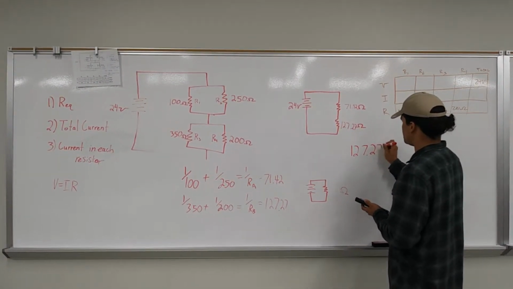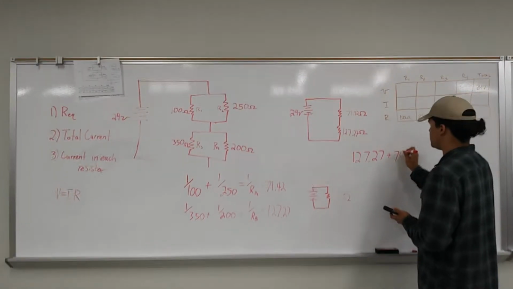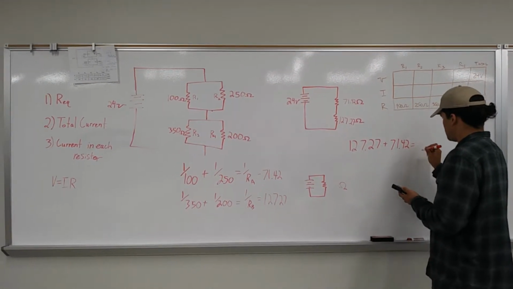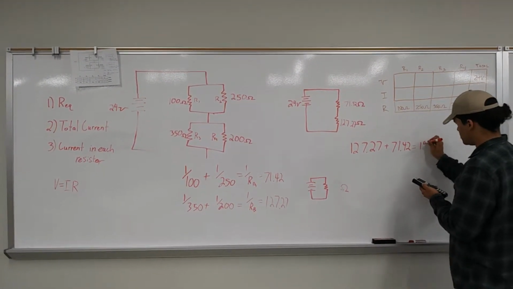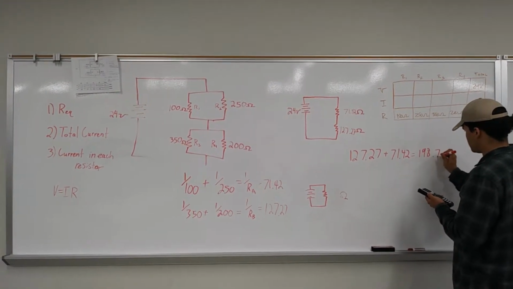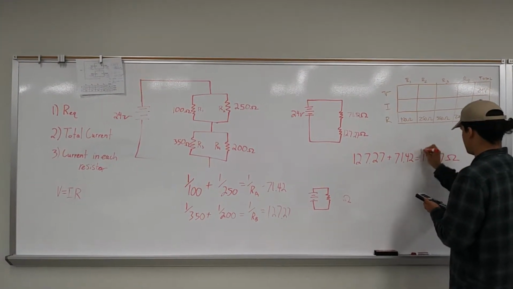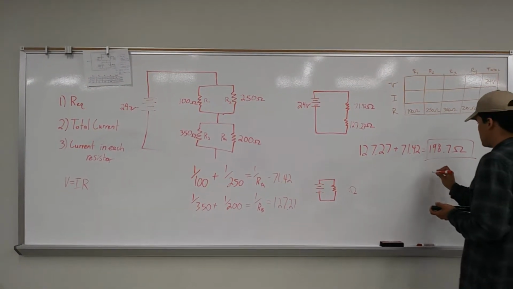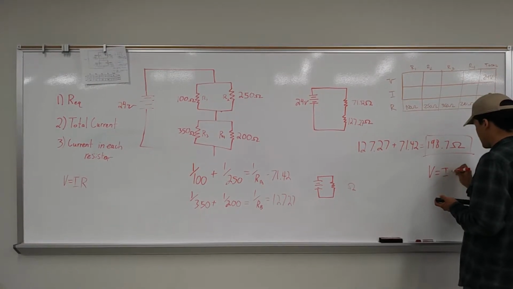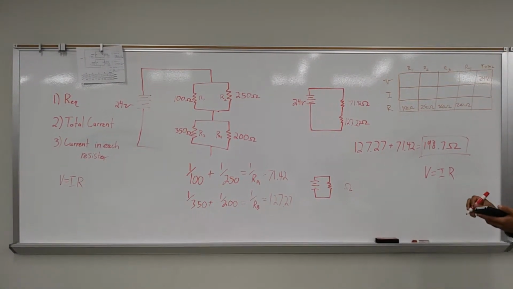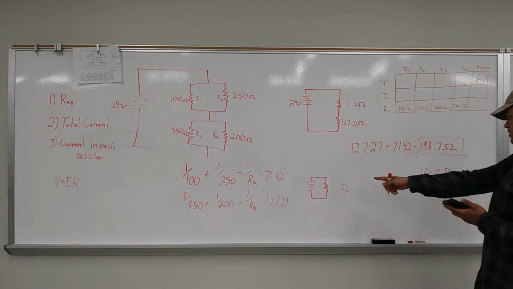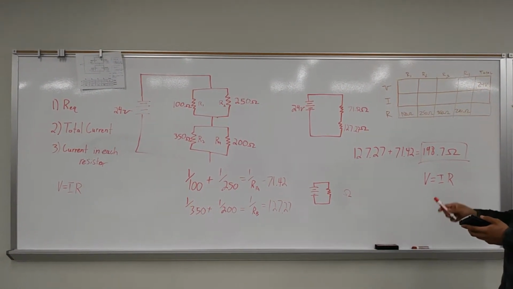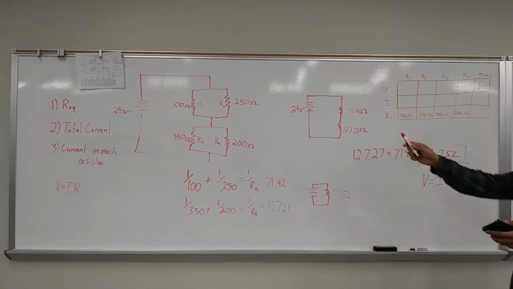And so we got 127.27 plus 71.42. That's going to give us an equivalent resistance of 198.7. And put that in the box because that is important. And what we're going to do with that, we're going to plug it into Ohm's law, V equals I R, to find the current running across that resistor, and then we could use different properties of resistors just to find the current running through each of them.